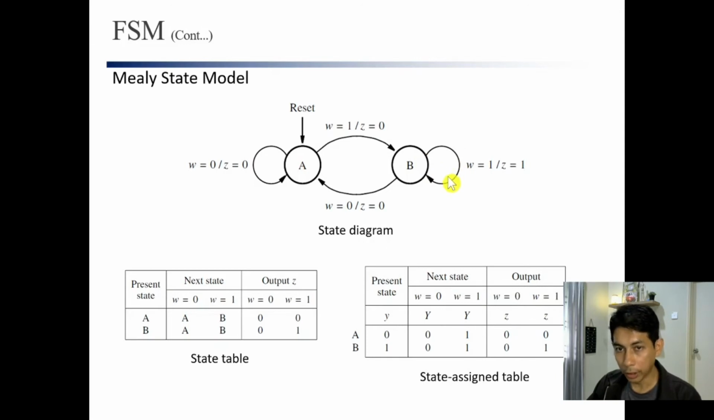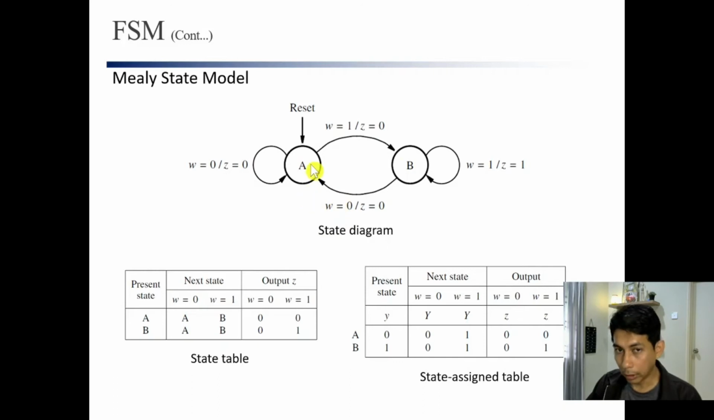We need to reduce the speed here, Z equal to 1. And if W is still 1, yes, we need to reduce the speed, and we remain at B with Z equal to 1. And if W goes down to 0 after that, then we go back to A. So this should be our state diagram for the Mealy state machine.